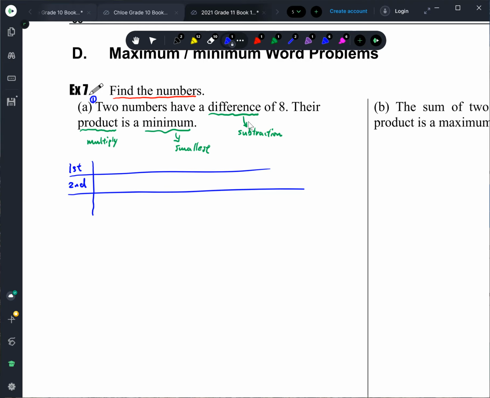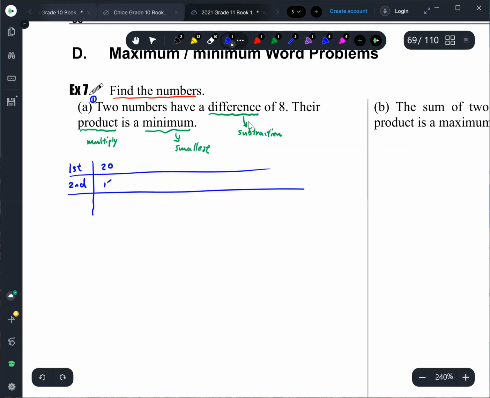Wilson, we cannot hear you. I have a question. When it says a difference of 8, does that mean if one number is subtracted by another, the final answer is 8? Yep. Then 20 and 12. 20 and 12. Okay, very good. Don't turn off your mic yet.